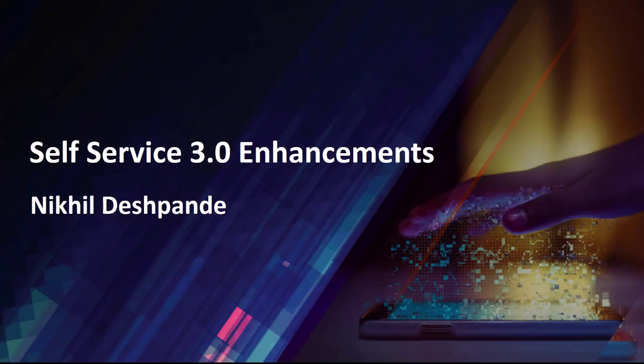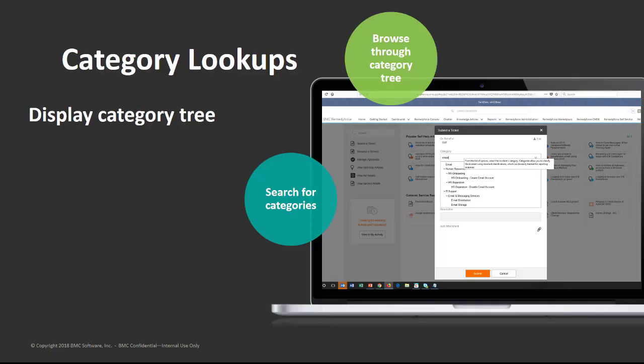Let's begin by looking at enhancements to Self-Service 3.0. Category lookups have been enhanced to display the category tree. This allows clients to browse through the category tree and select the most appropriate category for their request. This is available in both incidents and service requests.